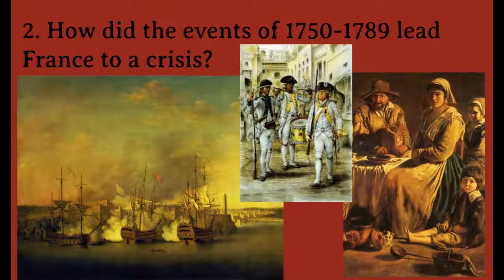Number 2, how did the events of 1750 to 1789 lead France to a crisis? France had had the Ancien Regime for nearly 400 years and had not had a crisis of the type that happened in 1789. But 3 big things happened that led to the crisis of 1789.